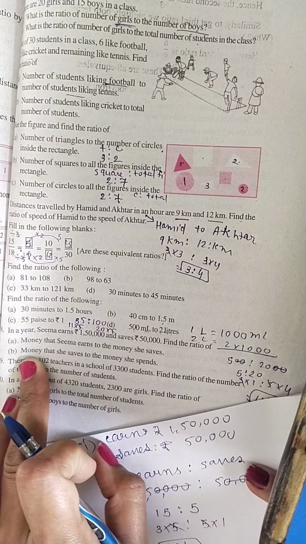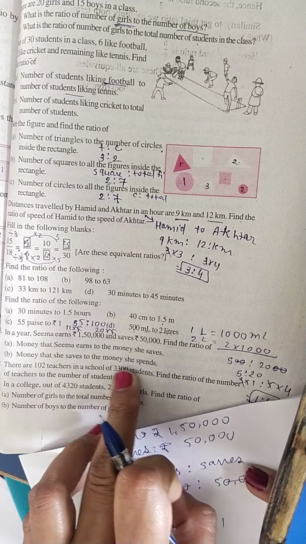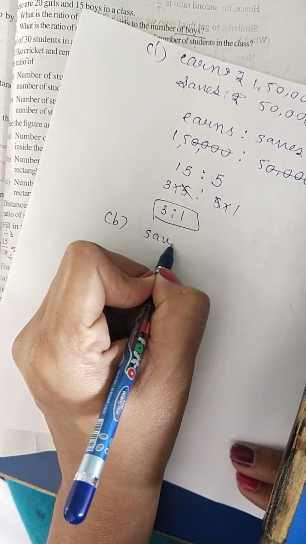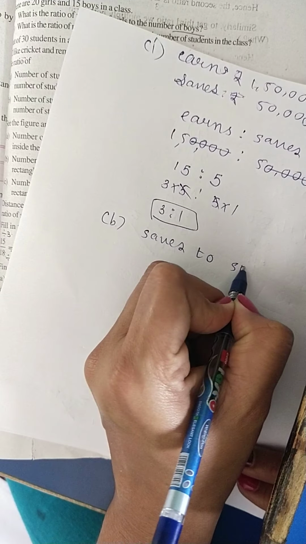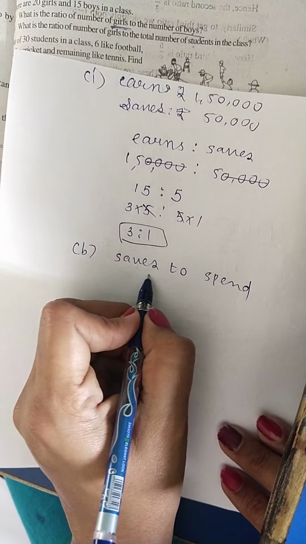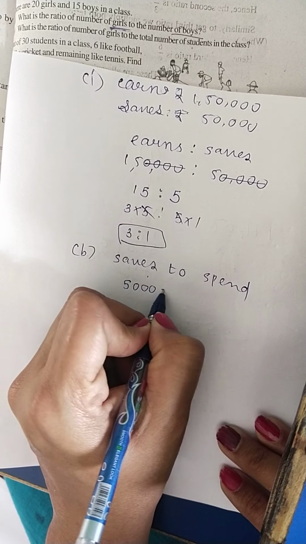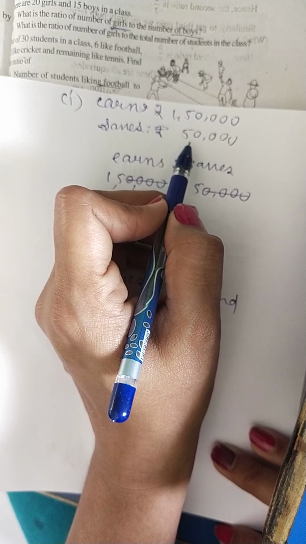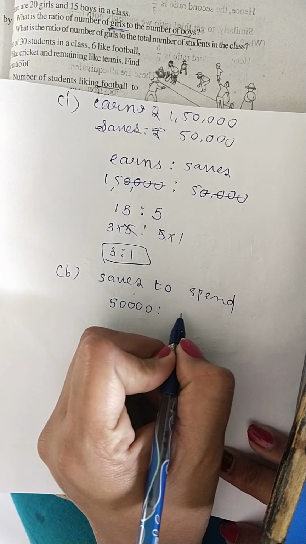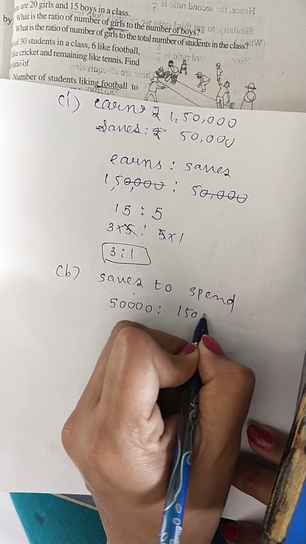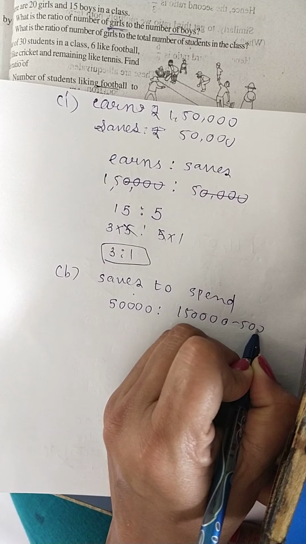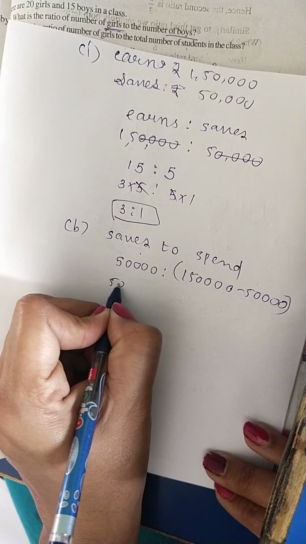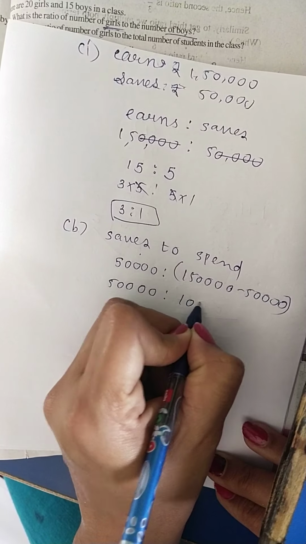Second is money that she saves to money she spent. Here our second ratio is saves to spend. So how much she saved? Yes, 50,000. How much she spent? Total earning 1,50,000, 50,000 she saved. So what is she spending? 1 lakh, 1,50,000 minus 50,000. So here 50,000 is to 1 lakh.